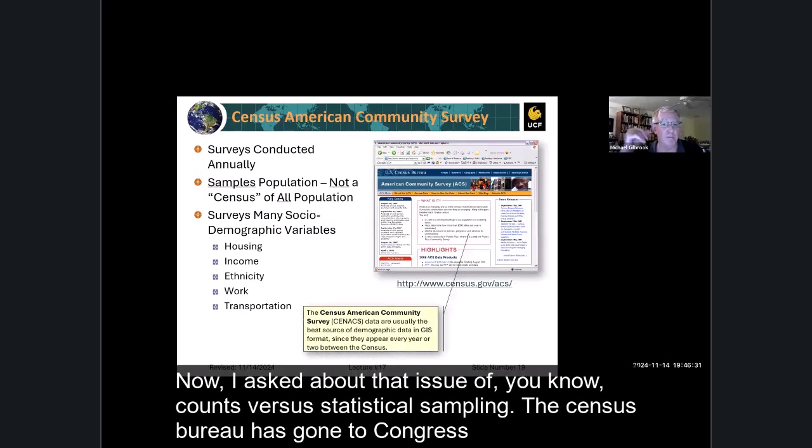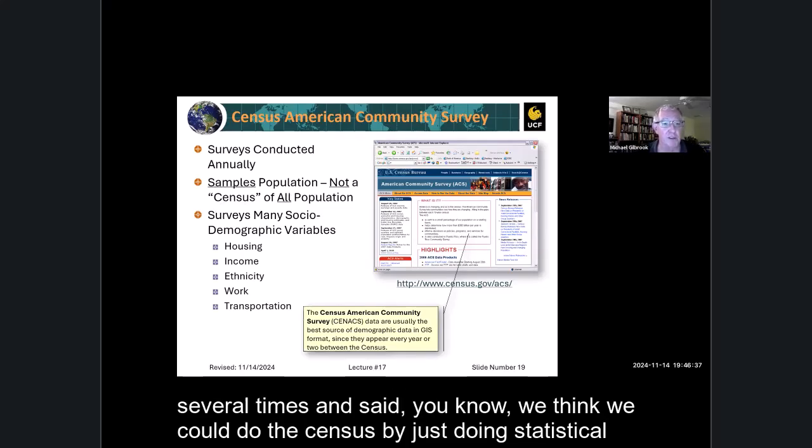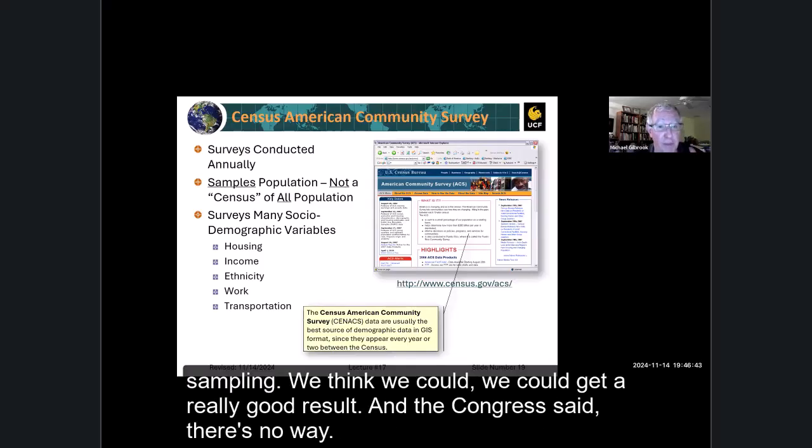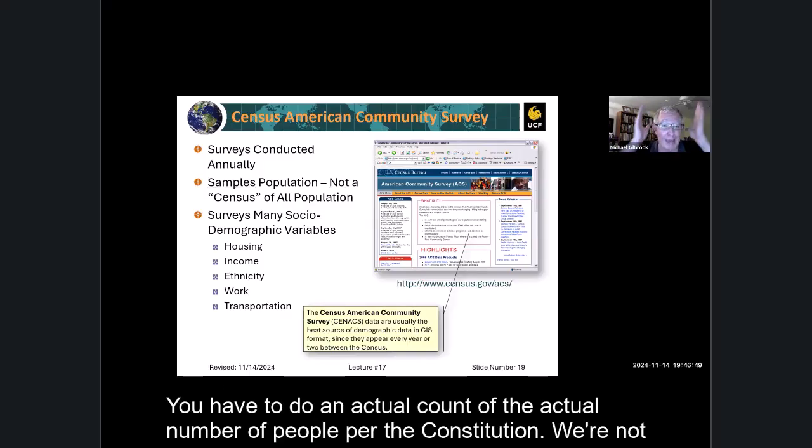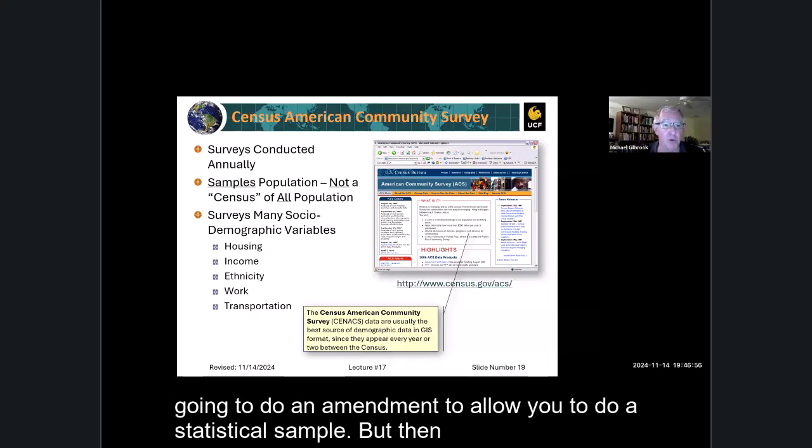Now, as to that issue of counts versus statistical sampling, the Census Bureau has gone to Congress several times and said, we think we could do the census by just doing statistical sampling. We think we could get a really good result. And the Congress says there's no way. You have to do an actual count of the actual number of people per the Constitution. We're not going to do an amendment to allow you to do a statistical sample.